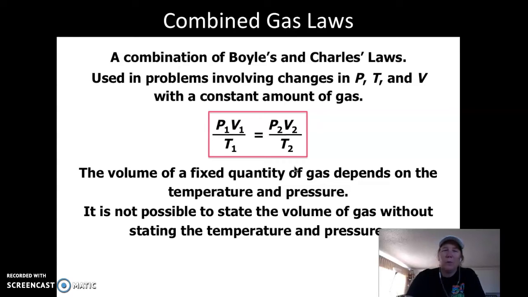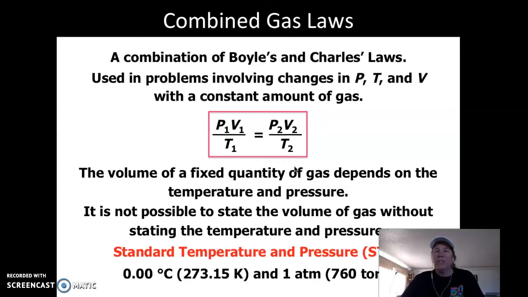Okay, so it's hard to figure out the volume of a gas without working with the temperature and the pressure. And the other thing we talked about, one more thing, is the amount of gas, and we'll do that in a minute too. We have something called the ideal gas law. So those are the 4 variables: pressure, volume, temperature, and amount of gas.